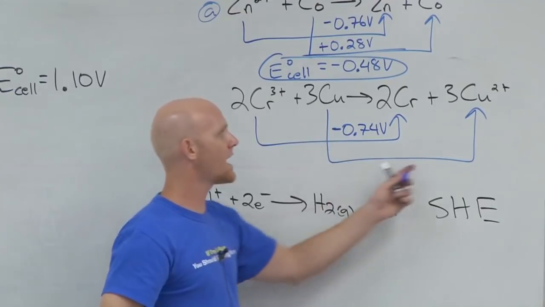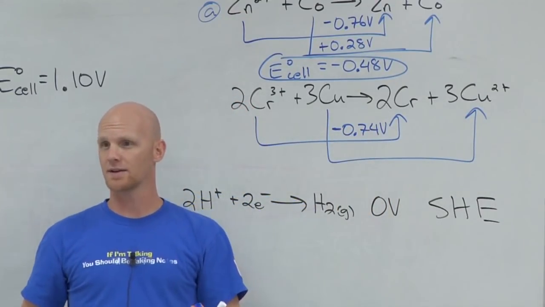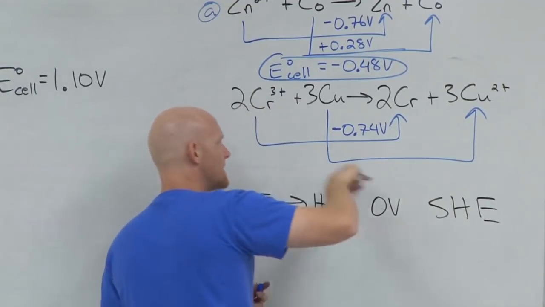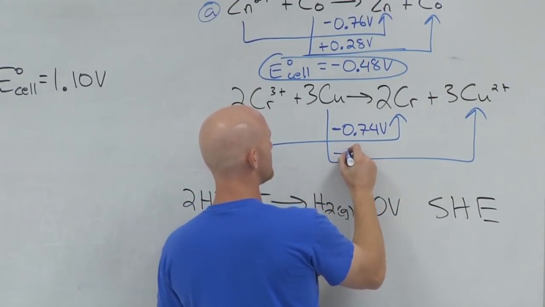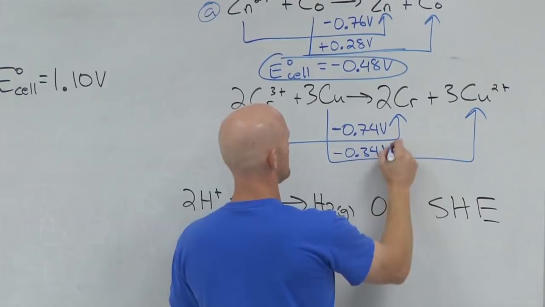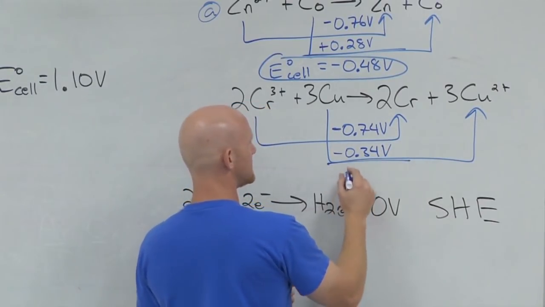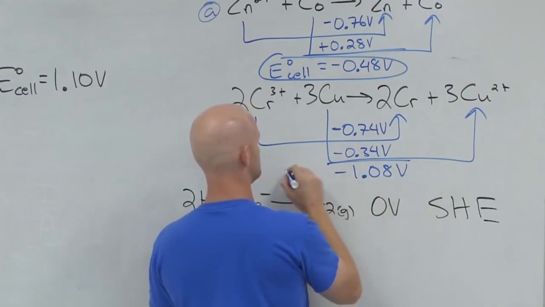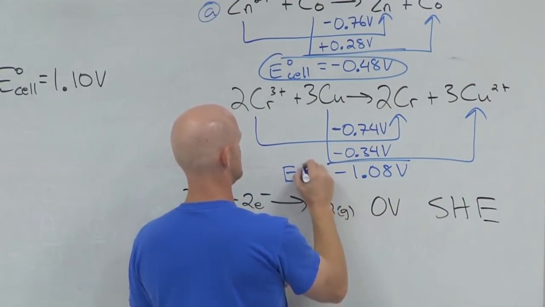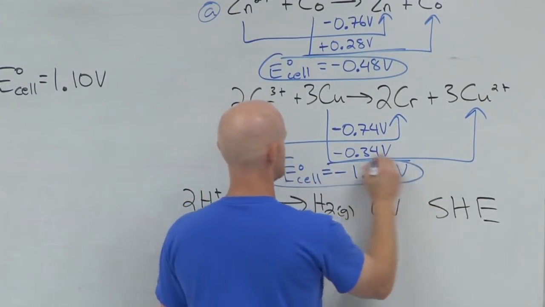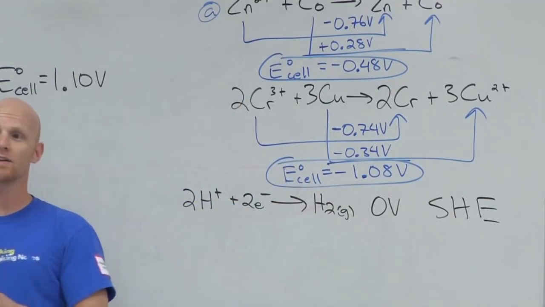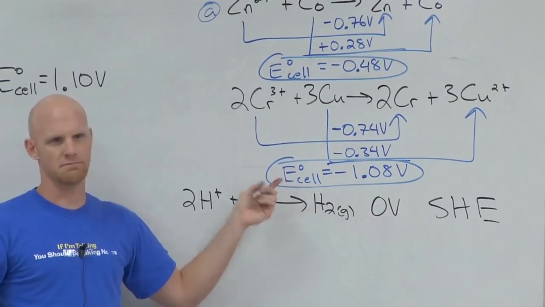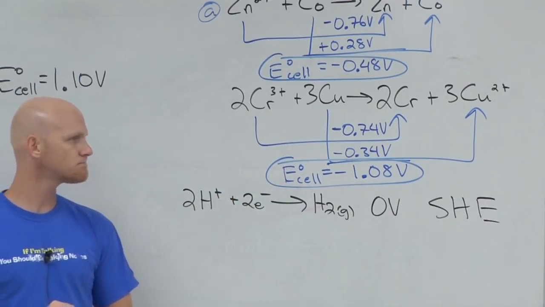Now, copper going to copper 2 plus, that's backwards, right? And if the forward reaction is positive 0.34, then going oxidation backwards should be negative 0.34 volts, and if we add these together, we get a standard value under standard conditions of negative 1.08 volts. Would that be spontaneous under standard conditions then? No, it wouldn't be spontaneous at all.